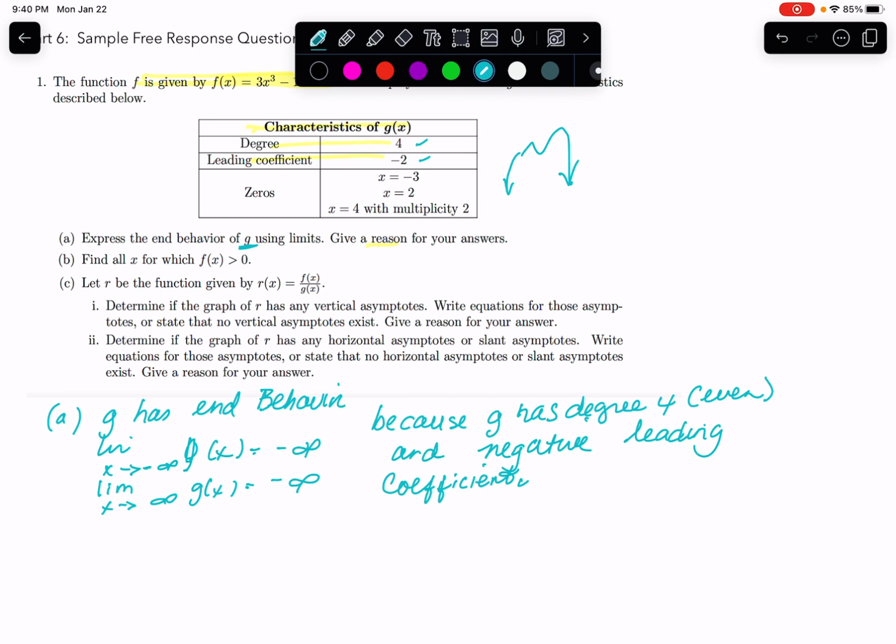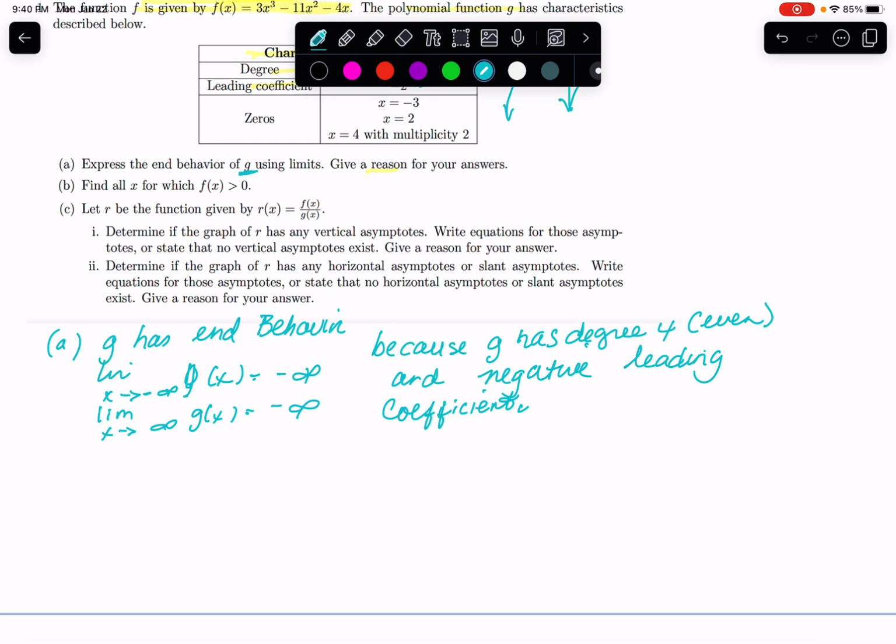Okay, so if we were going over this, you'd probably get a point for stating the end behavior, and the reason would be your other point. So that part of the free response would be worth 2 points. So we'll say A is worth 2 points.